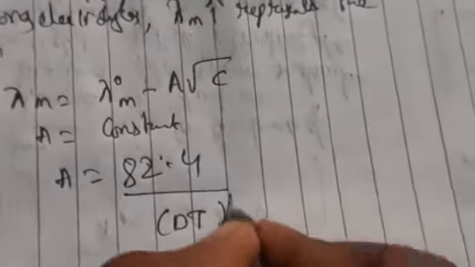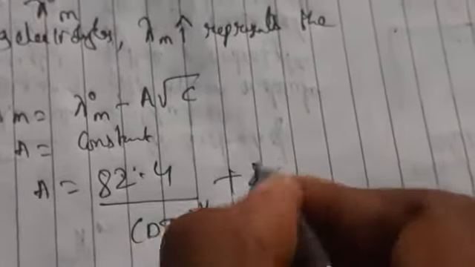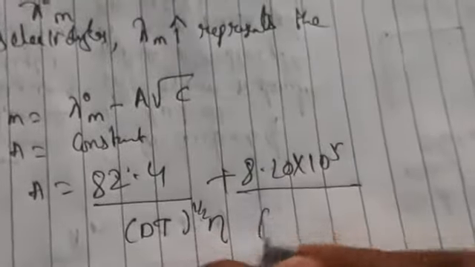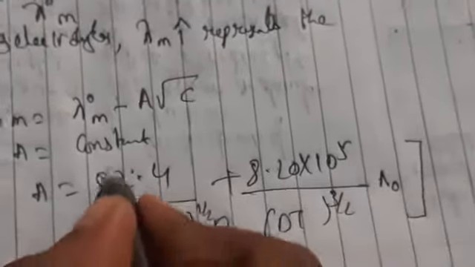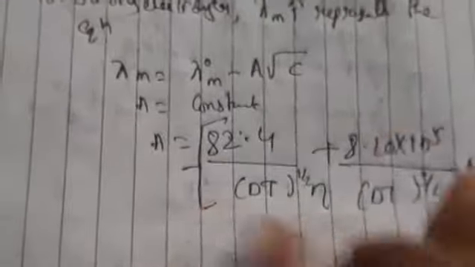For example, we can take NaCl and CaCl2. Here A is the constant of the Debye-Huckel-Onsager equation, where A equals 82.4 over root of (DT)^(1/2) eta, plus 8.20 into 10 power 5 over (DT)^(3/2), times lambda naught. The minus sign gives the negative slope.